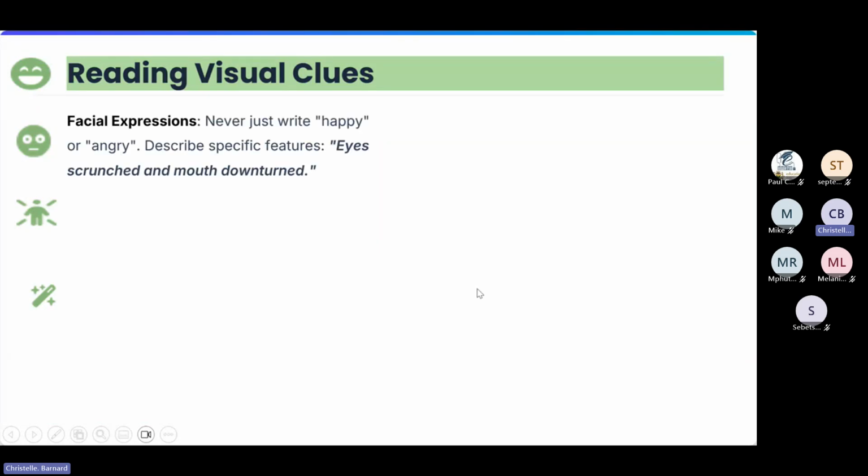Now remember we said facial expressions. It's not enough to just say that the person is happy or the person looks sad. You have to describe the picture. What in the picture, what in the person's face, the character's face, shows you that the person is happy or shows you that the person is sad.